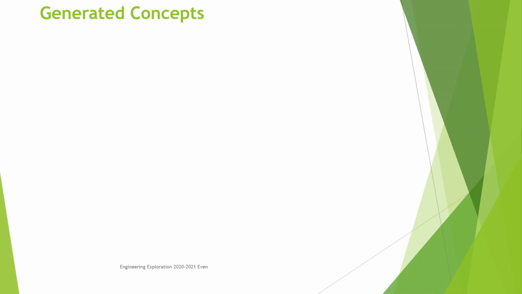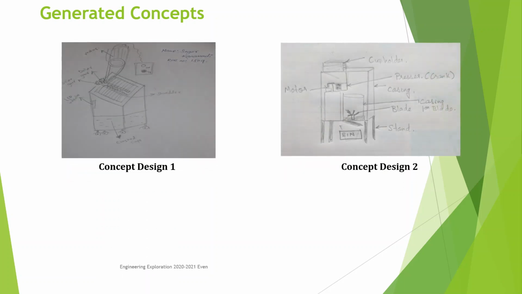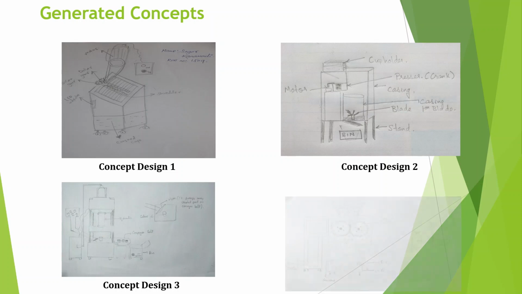I'm Sagar from Team 1 O Division. Moving on to the generated concepts, we did a lot of brainstorming and research to come up with sustainable designs for the machine to fit to the client's needs. We revisited the drawing board many times and started sketches from scratch and finally came up with these 4 designs. As you can see here, this is concept design 1, design 2, design 3 and design 4.